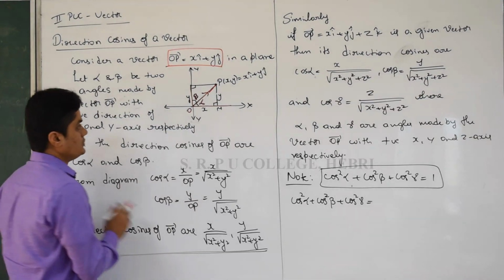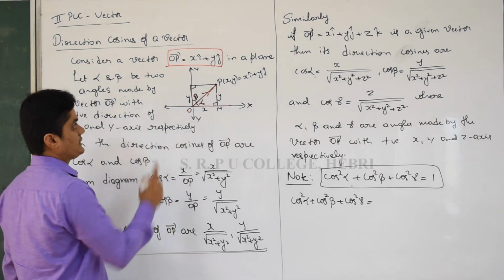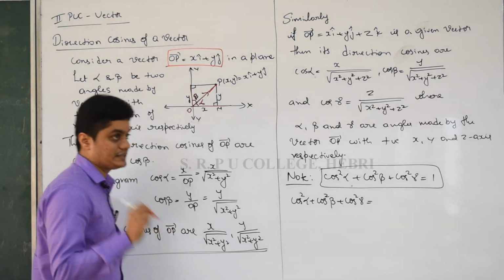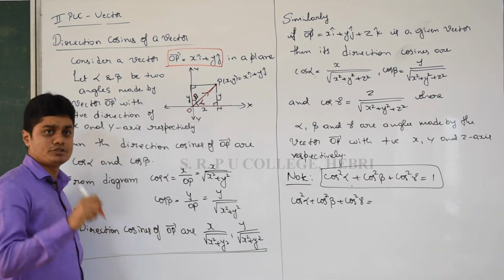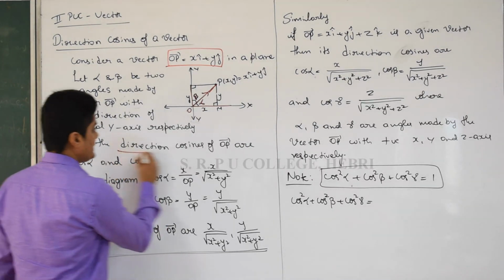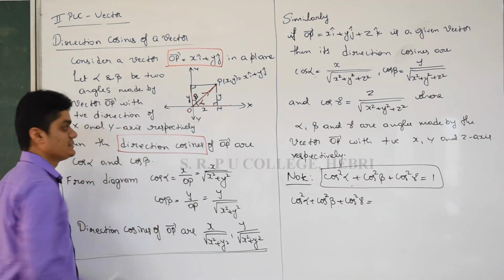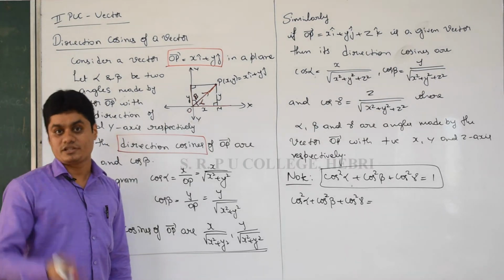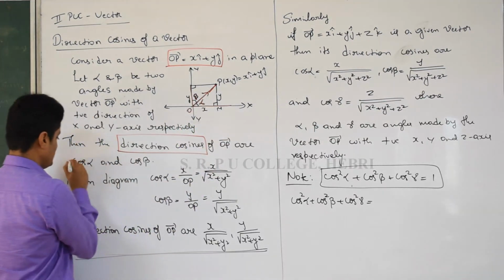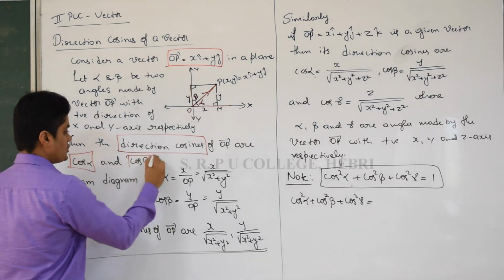Okay, now the direction cosines of this vector can be defined as follows. Observe carefully. If alpha and beta are the angles made by the vector with the positive direction of x and y axis respectively, then the cos function must be there. Then the direction cosines of this vector AP are cos alpha and cos beta.